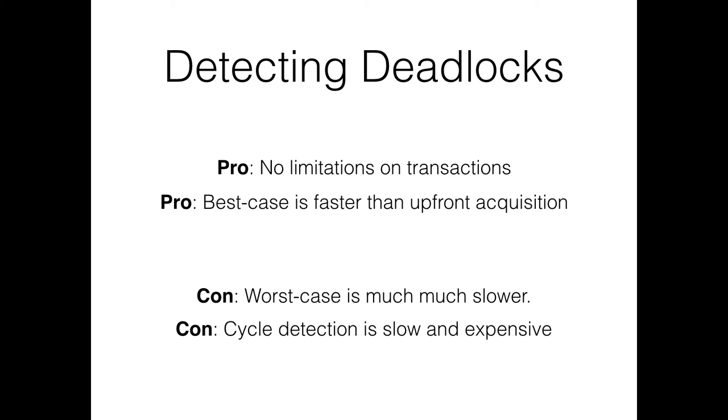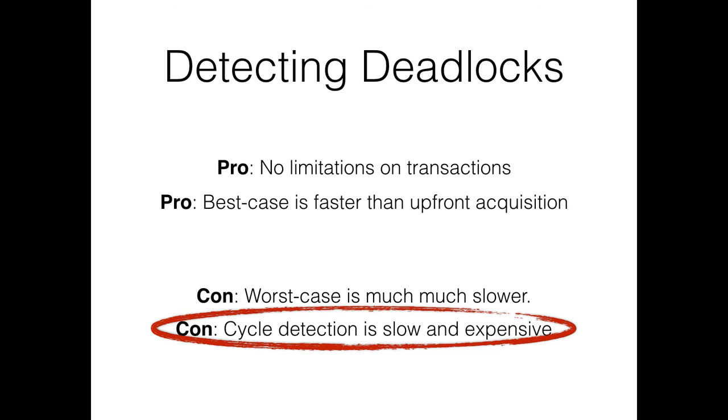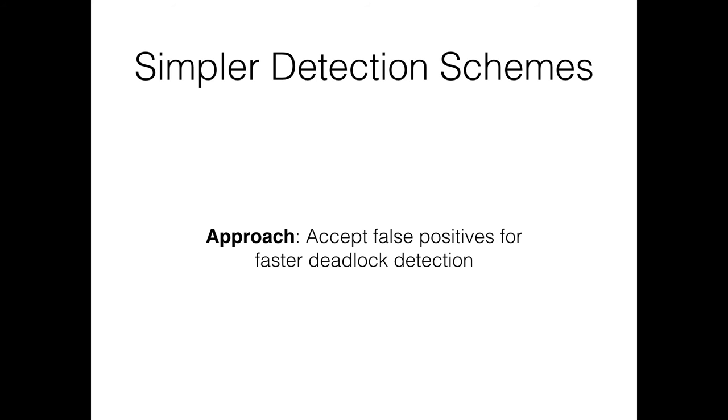The disadvantage, on the other hand, is that every time you kill a transaction, you need to restart it. And what's worse, cycle detection is a really, really slow process. So while there's no overhead on the transactions themselves, the system needs to have additional resources provisioned for this background task that periodically analyzes the waits-for graph and tries to find cycles. So let's take a look at that particular con and see if we can come up with a better way to approach the problem. One strategy that we can take is to accept the possibility that we might get a false positive in exchange for being able to detect these deadlocks much faster.